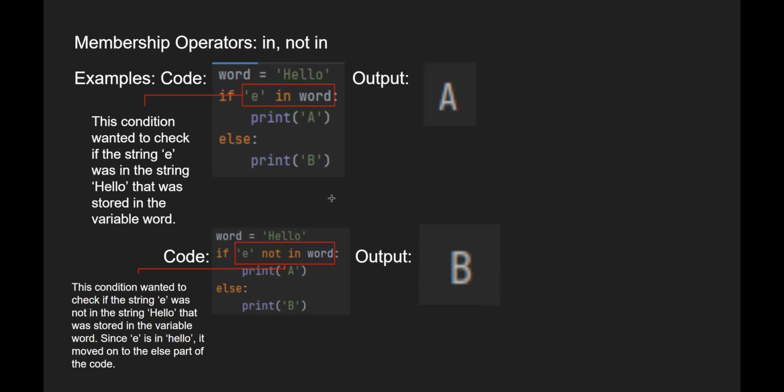There's membership operators. There's in and not in. So we said if E in word, print A. E is in hello, so we would print A, or else print B. This statement won't execute because this one was true. But if E was not in word, then this would be false and then we would print B.